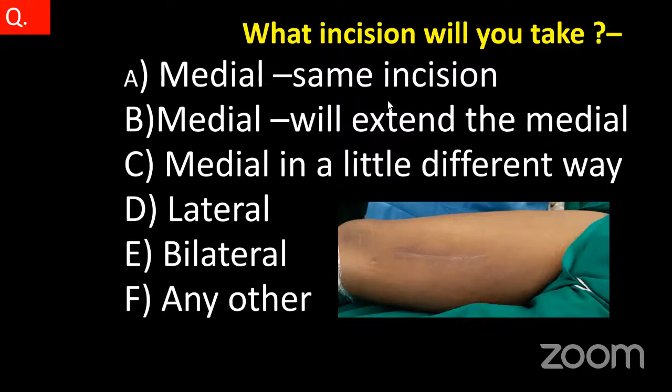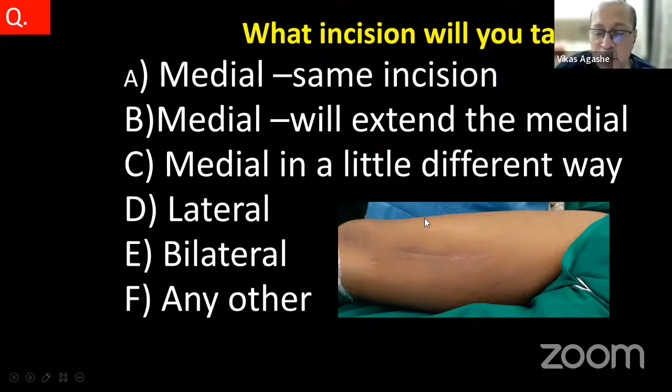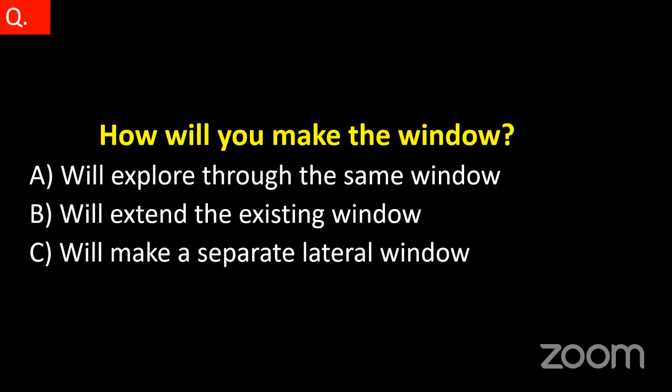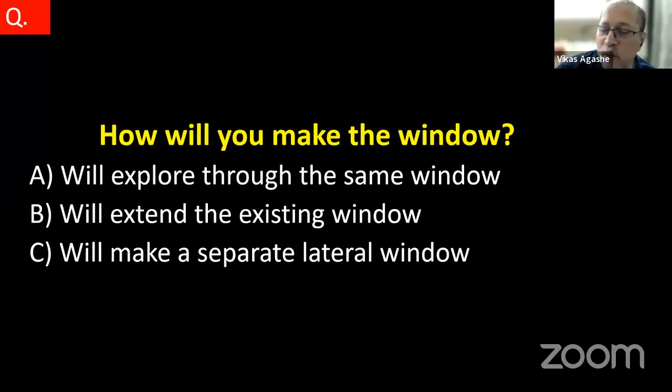Okay, so you will possibly start medially and then proceed further anteriorly and laterally, right? Okay. So this is where you will have to decide where will you make the window, correct? Approach through the same window or extend the existing window, or make a separate lateral window. Sir, extend the existing window, sir. Extend the window. Okay. Any other opinion?